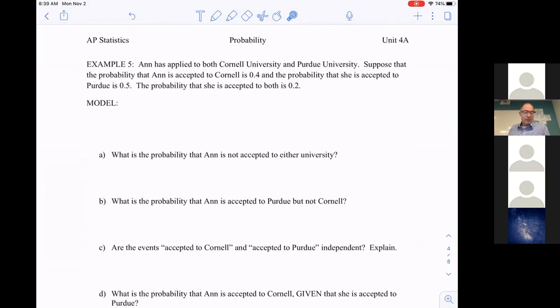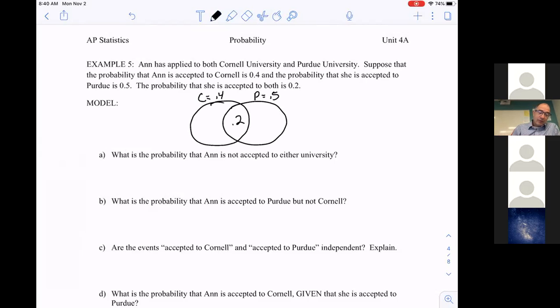Anne has applied to both Cornell and Purdue University. Suppose that the probability that Anne is accepted to Cornell is 0.4. The probability she is accepted to Purdue is 0.5. The probability she is accepted to both is 0.2. Anyway, we have two events, Cornell and Purdue. The Cornell was 0.4, the Purdue was 0.5, and the likelihood of being accepted to both is 0.2.